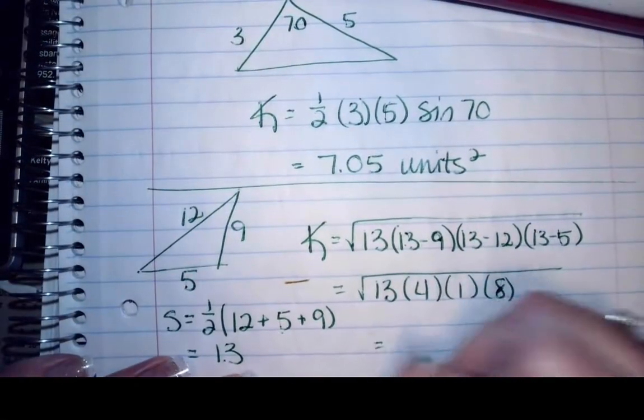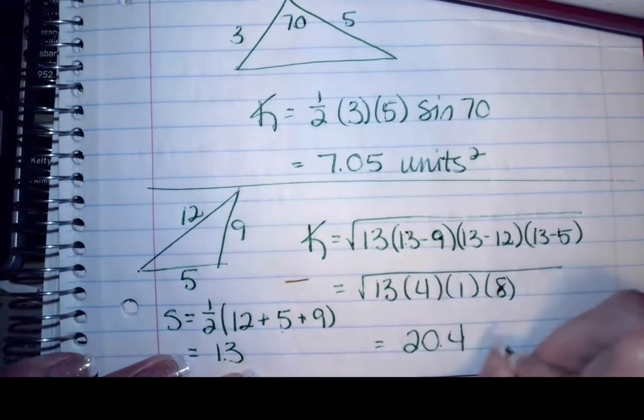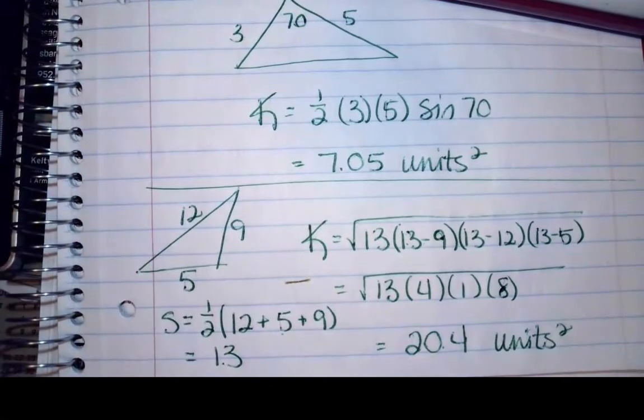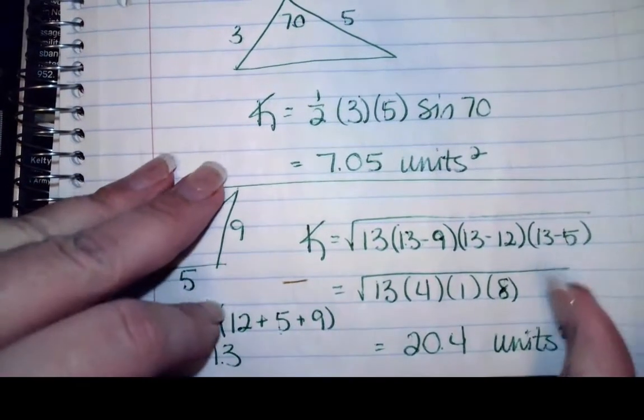20.40. So this is 20.4 units squared. Okay, so let's try a couple more.